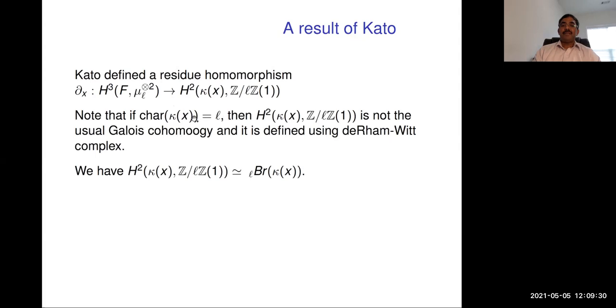Note that if the characteristic of κ(x) is L, then H^2 of κ(x) is not the usual Galois cohomology, but it's defined using the Dirac complex. So this is not the usual μ_L, because in characteristic L there's no μ_L, right? So we have to look at a different group here, and then we have to look at the Galois cohomology of that. However, in both characteristics, the H^2 of κ(x), Z/L(1), is isomorphic to the L-torsion of the Brauer group of κ(x). So therefore we have residues from H^3 to the L-torsion of the Brauer group.